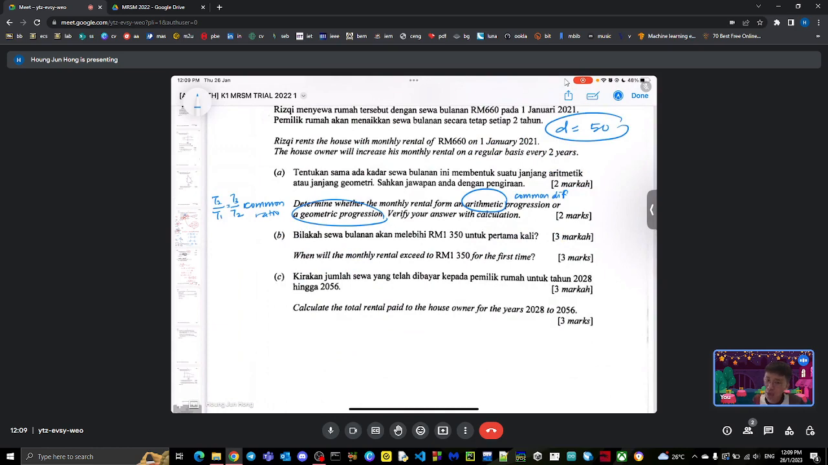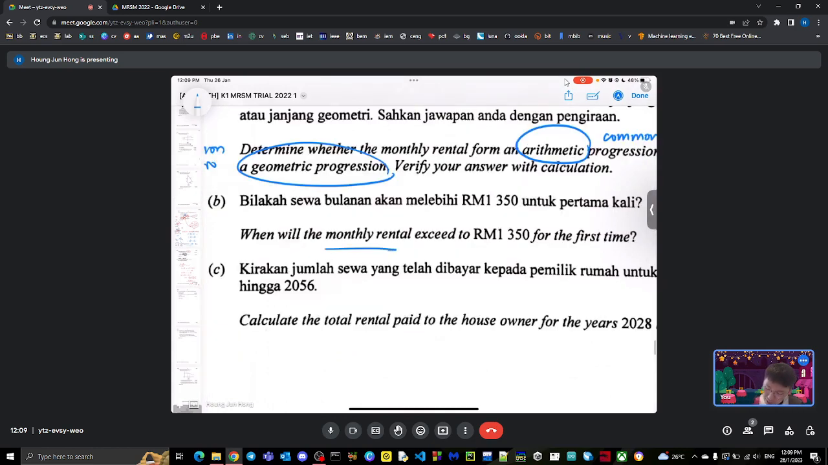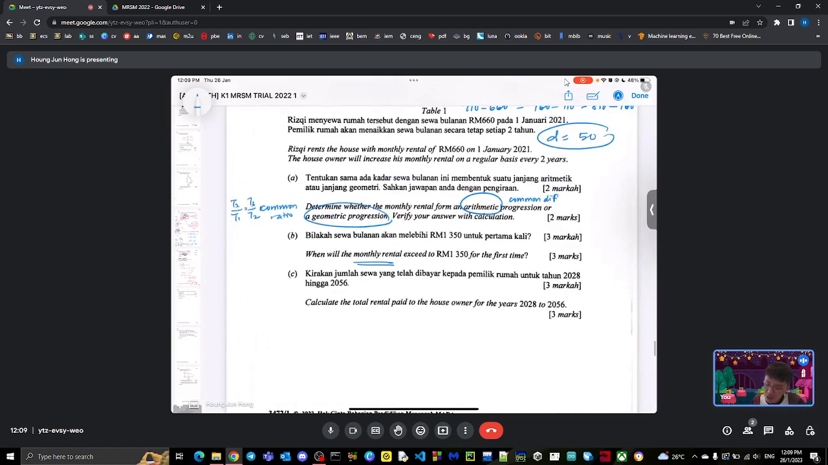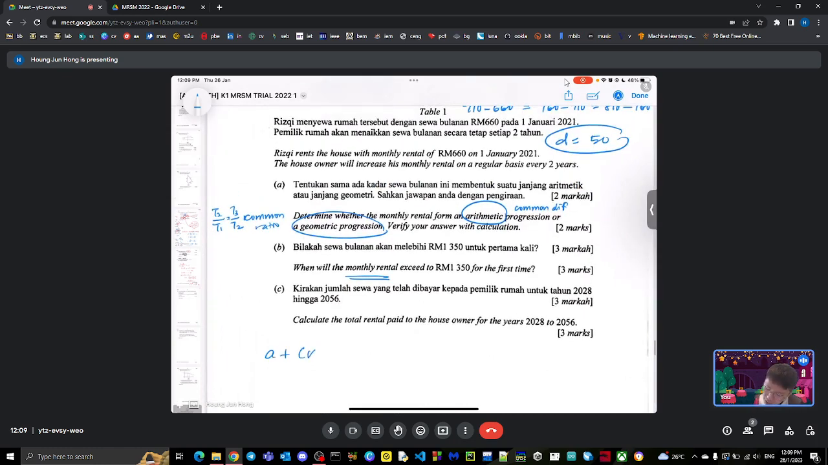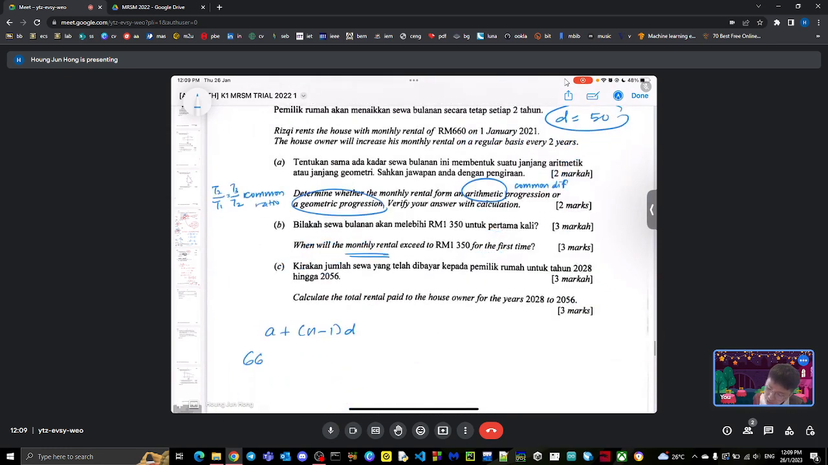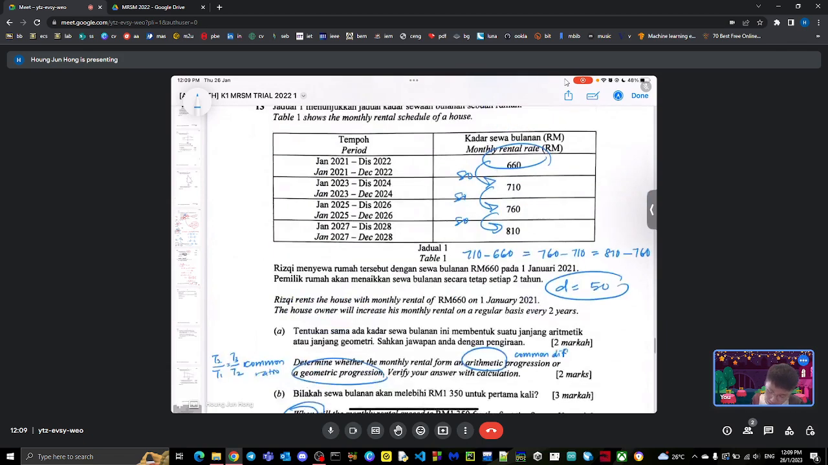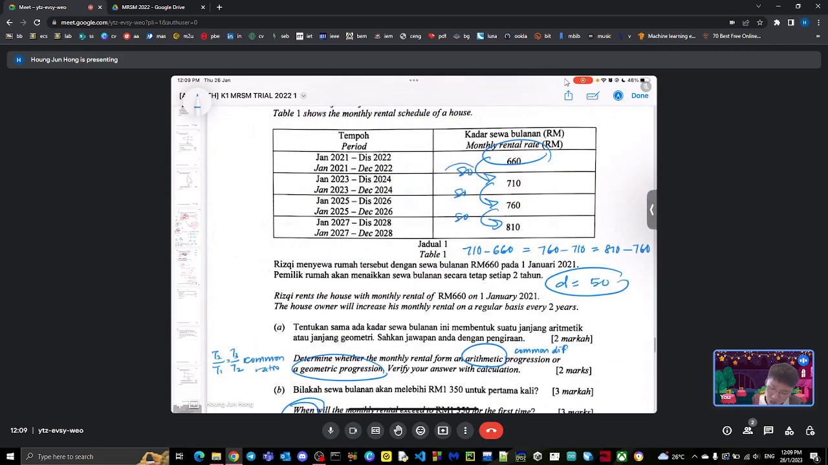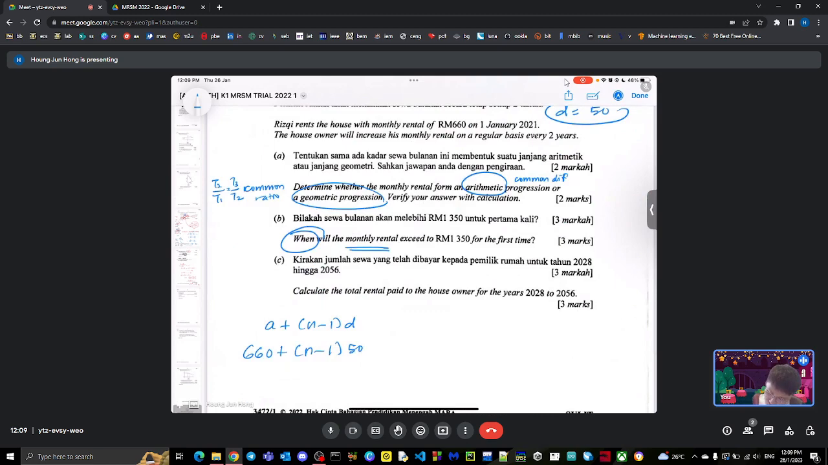Now, when will the monthly rental exceed 1350 for the first time? So now just form the equation for monthly rental. It's an arithmetic progression, so it should be simple. It's just a plus n minus 1 d. What is a here? a is your first term, which is 660. So 660 plus n minus 1. This one cannot change. N is to be found, because it's asking when. And then d is your common difference, which is 50. So this should exceed 1350.